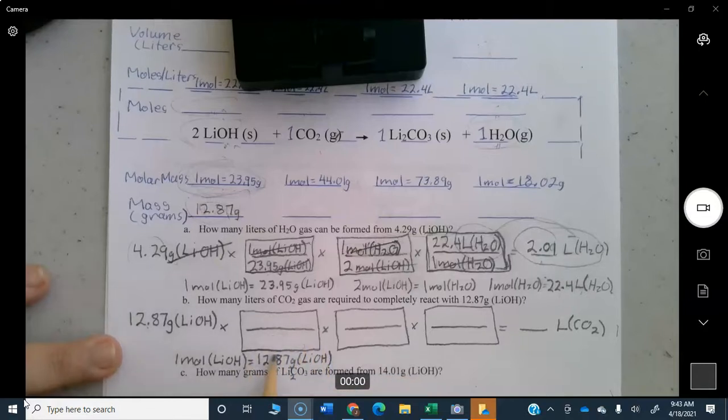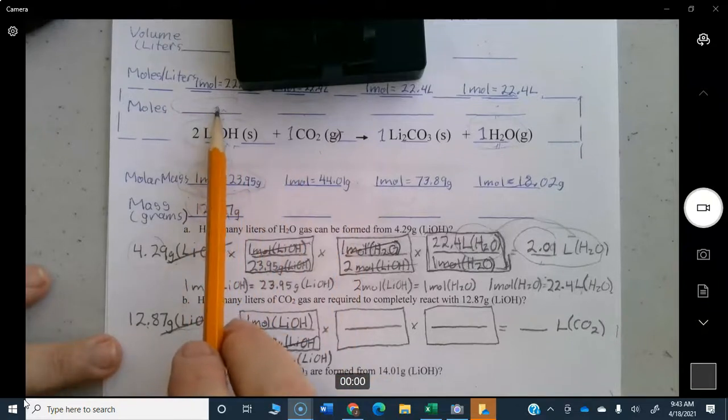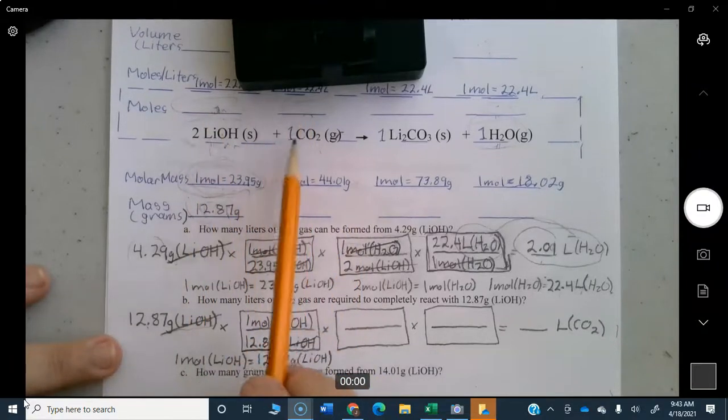Okay, which one goes down here? The one that goes down here is the same one that you see here, grams of LiOH. That's this one right here. Grams of LiOH cancels. Next one, we have to go from moles of LiOH. We're now at this box right here. We need to move over to this box. So it's the relationship, just an equal sign between those two.